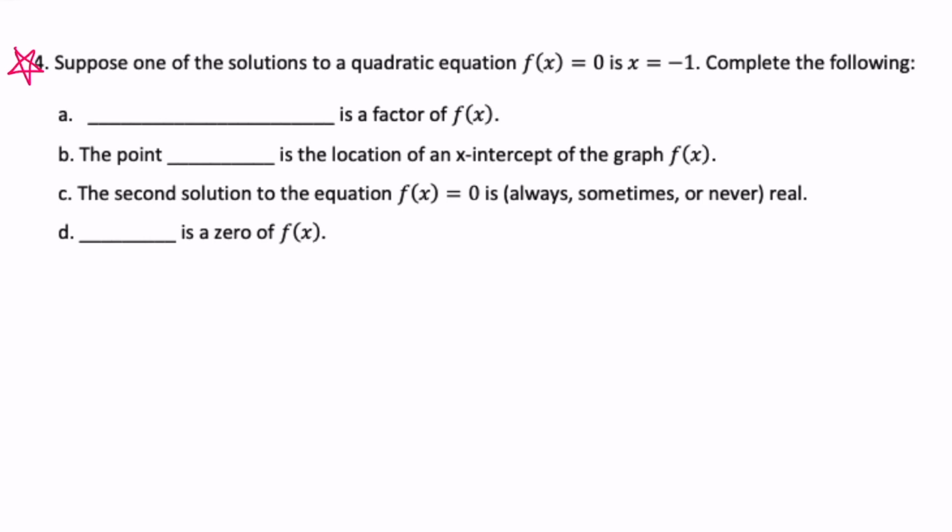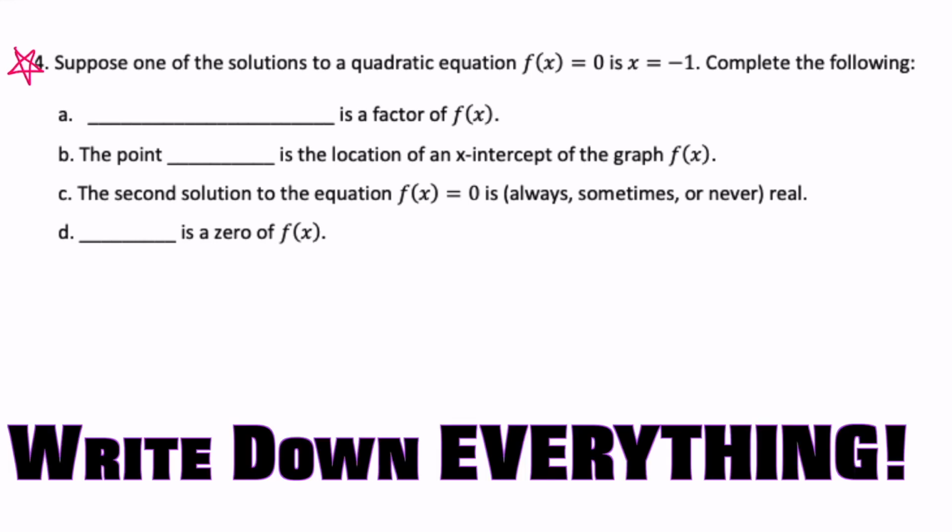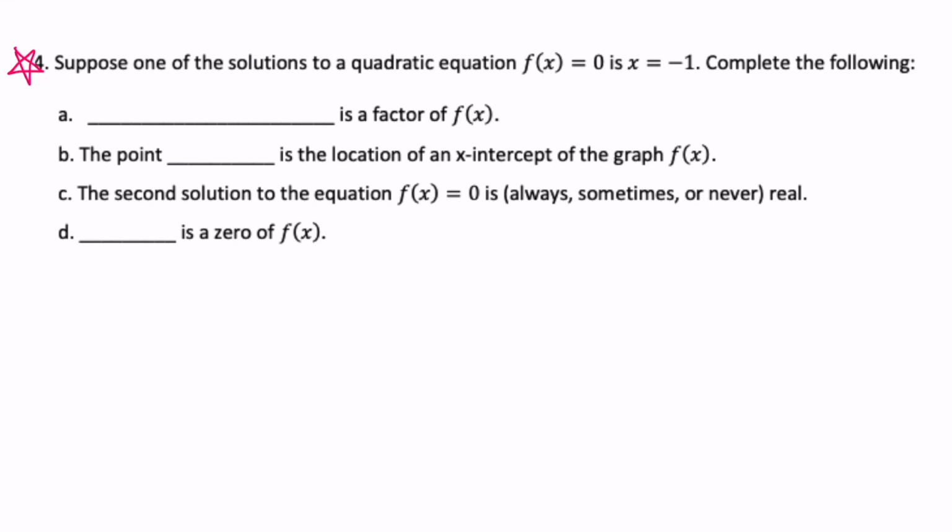In this last example, we're asked to consider a solution of a quadratic equation. This example is probably the most important one in this warm-up because we've seen solutions in multiple units, and it's going to appear multiple times on your midterm review. So it's extra important that when I write something extra down on this example, you do as well. Okay, suppose one of the solutions to a quadratic equation f of x equals 0 is x equals -1.